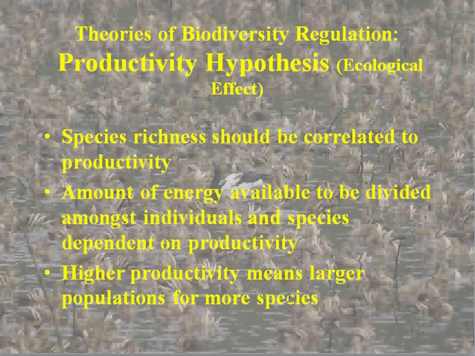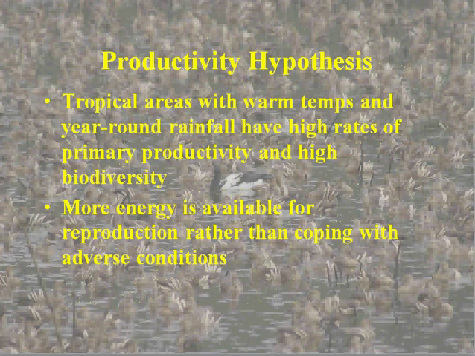So when another species mutates and changes and speciates to a different species, the original species is still going to be around. Okay, so therefore in a high productivity environment, it's thought that species build-up is maintained. Okay, so tropical areas with year-round warm temperatures and year-round rainfall have high rates of primary productivity and therefore high biodiversity.